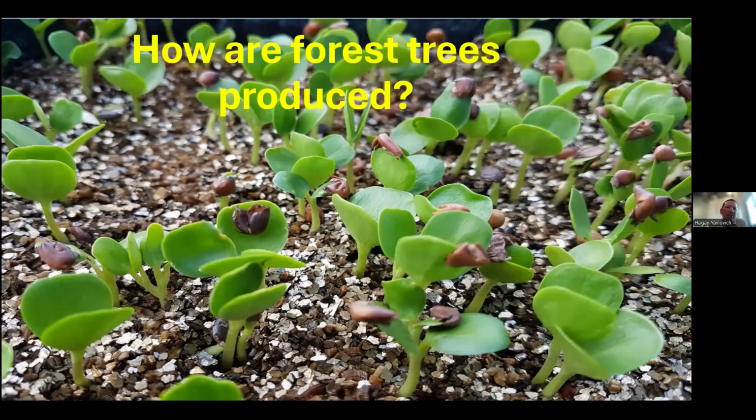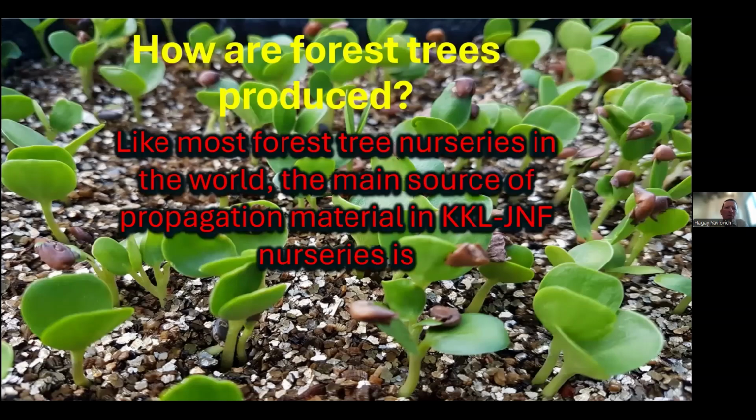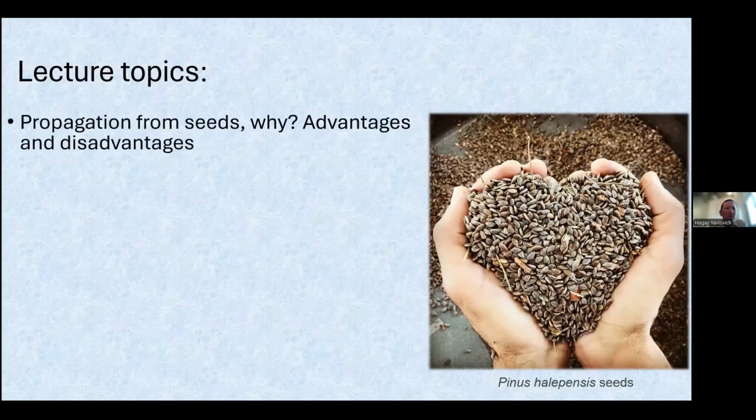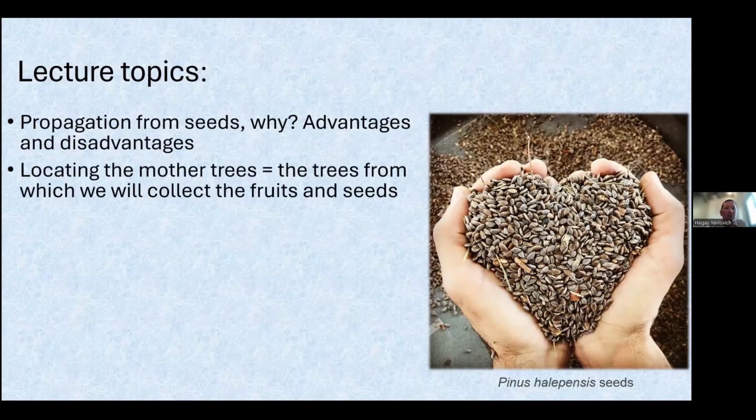How are forest trees produced? Like most forest tree nurseries in the world, the main source of propagation material in the KKL is seeds. So let's talk a little bit about the lecture topics. We will speak about propagation from seeds, why, what the advantages and the disadvantages are. We will talk about how we locate the mother trees, that means the trees from which we collect the seeds.